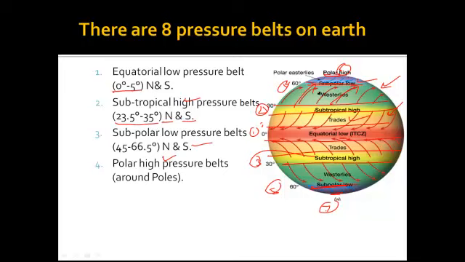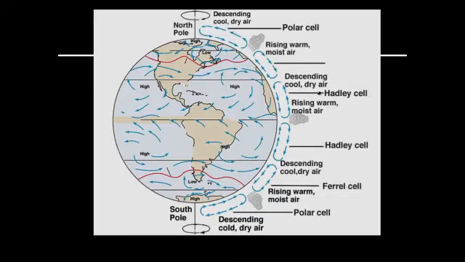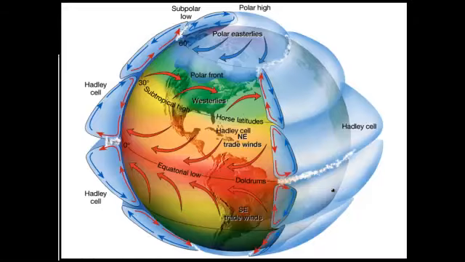So to understand this, let's see how the pressure belts generate. In this diagram, in this picture, you can see there are various cells. One is the Hadley cell, then there is the Ferrel cell in the north as well as the south hemisphere, and then the third one is the polar cell, in the north as well as the south hemisphere. So these are the cells basically, and let's talk about why these originate.